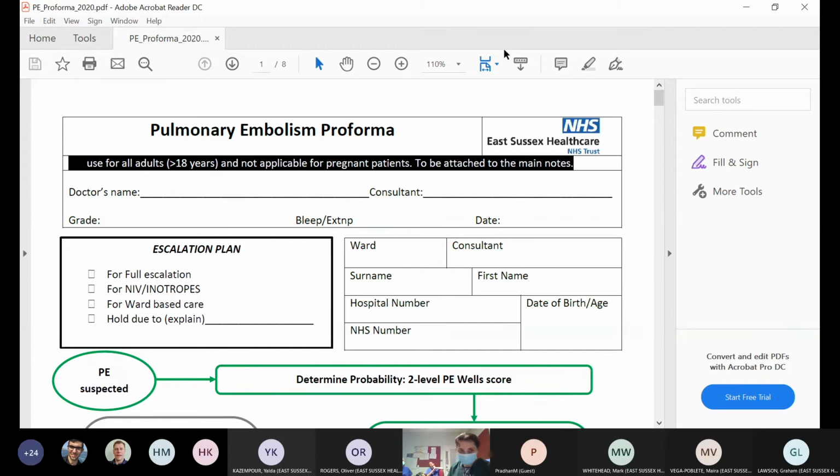Okay, so is anybody seeing the proforma? Guys, are you seeing the proforma? Yeah, we can see it. Oh, wonderful. Okay, good, great.